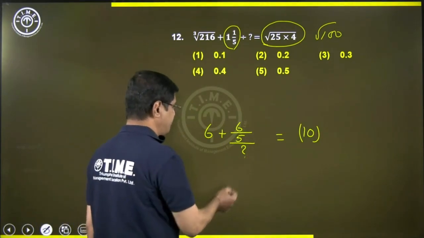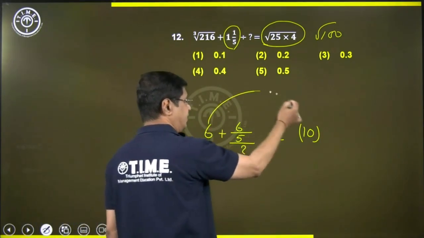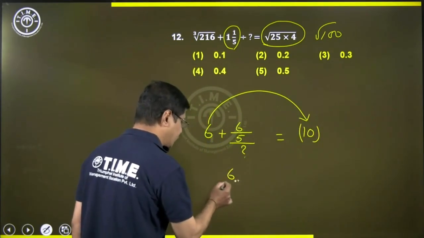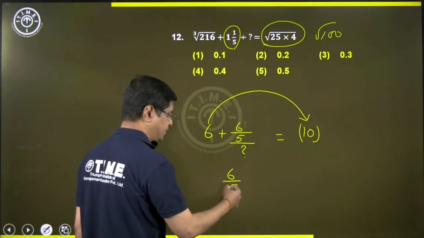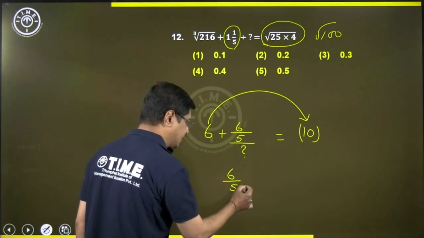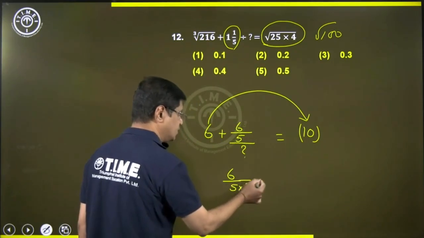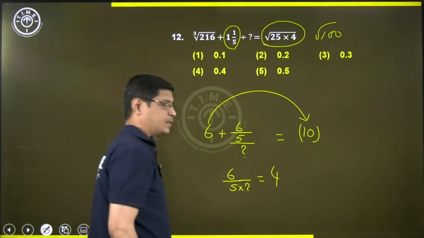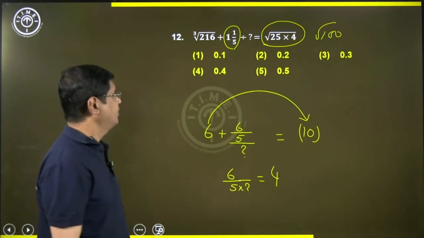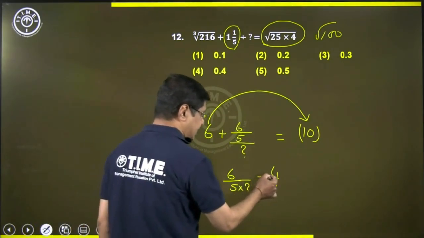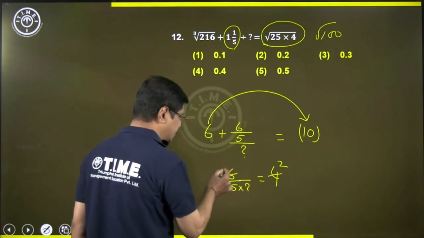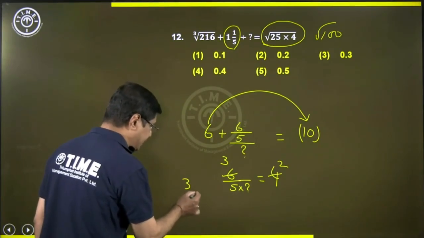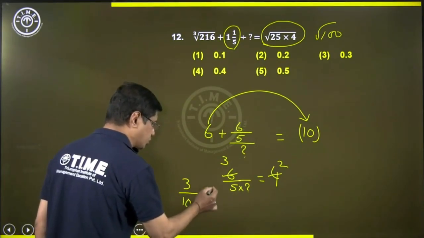Now just observe this. By taking 6 to the other side, what is the result? 6 by 5 of question mark, that means question mark I am taking here is equal to 10 minus 6, that is 4. Now simplify. What is the cancellation? 2 times, 2 here, 3 times. So 2 into 5, 10. 3 by 10 is equal to question mark.